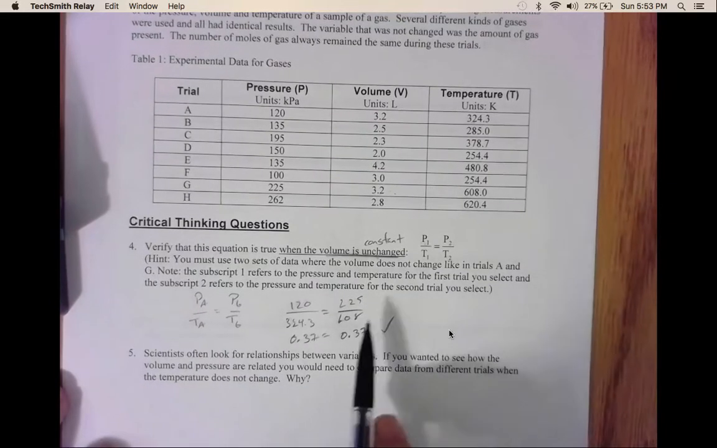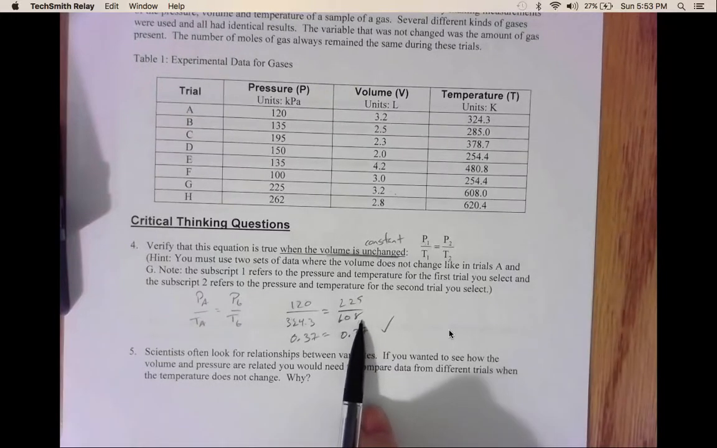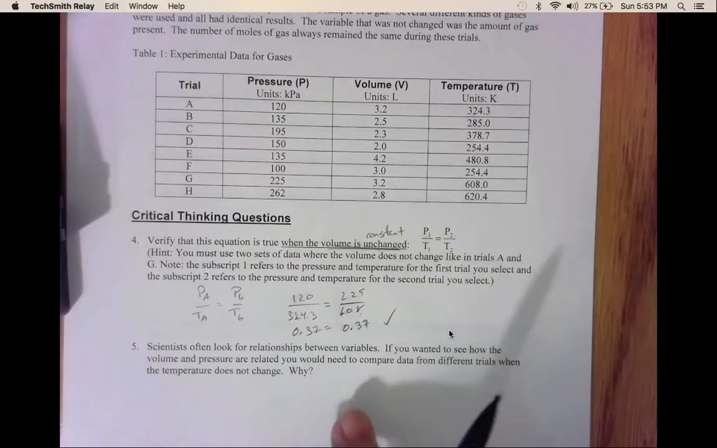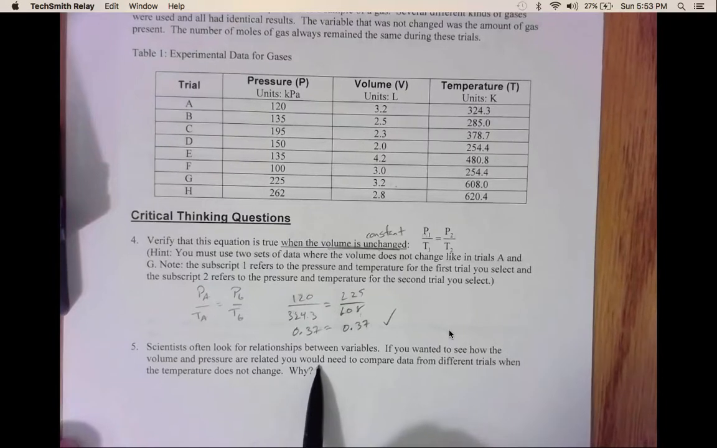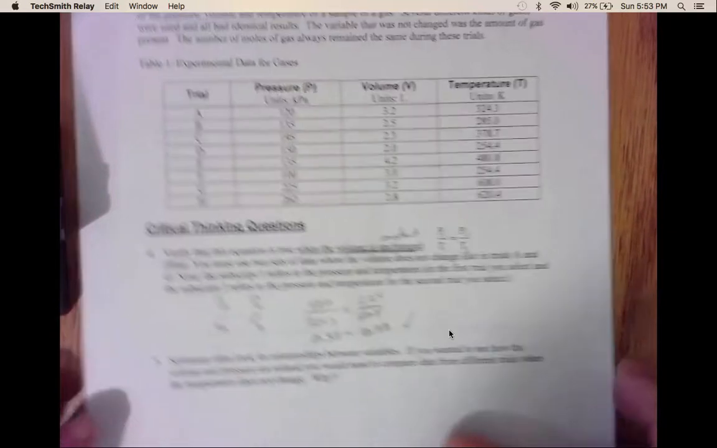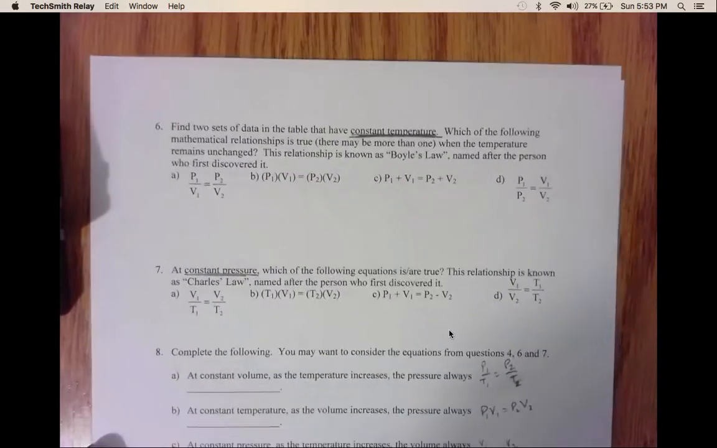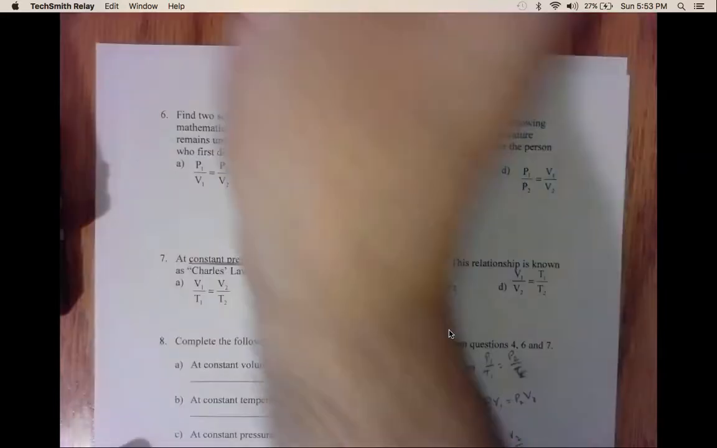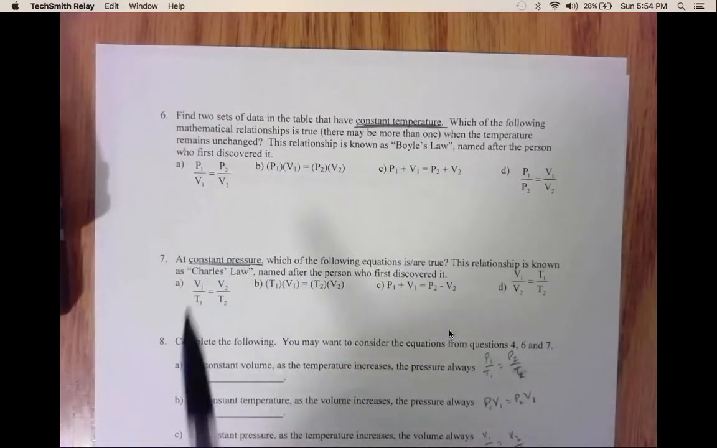What I just did here in question 4 will be helpful when you're thinking about questions 6 and 7. Remember, guys, I already talked about question 5 a little bit. Make sure you rewind if you missed it. So when you're thinking about questions 6 and 7, now we have constant temperature and constant pressure.